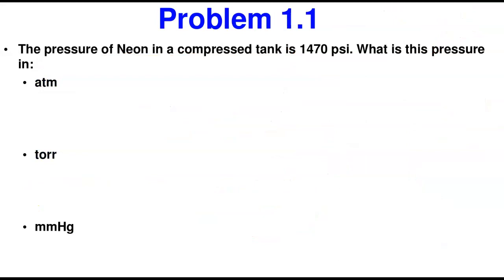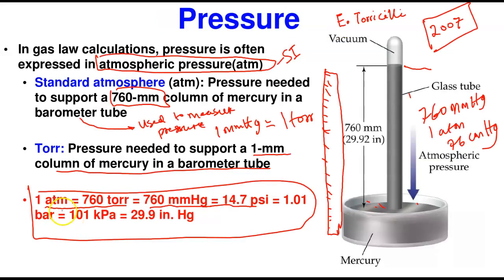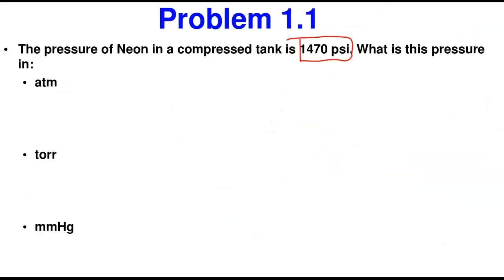Let's see. It says, what is the pressure in the following? So we're going to convert this into all these units. Okay, let's first of all convert it to atmosphere. If you look at that thing again, 1 atm is equal to 14.7 psi. Let's write that down. You have to always know your conversion factor. That's the first thing you do. 1 atm is equal to 14.7 psi.